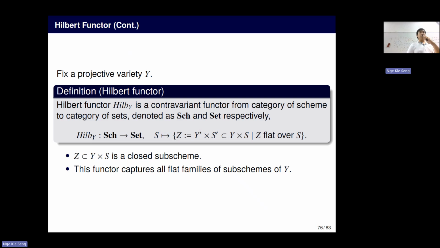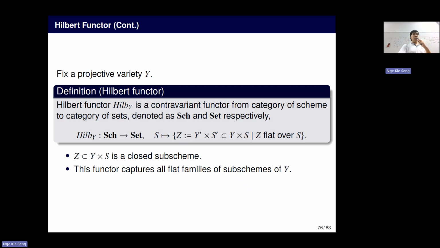Then we come to the definition of the Hilbert functor. The Hilbert functor maps from the category of schemes to the category of sets. If you give me a scheme S, we give you the set of all Z flat over S. But this set lives in the product Y cross S. In the further discussion, we don't view this as the cross product. You can think of it as a map from Y to S. Then we can fix some point of S, and the set fixing the point S naught is a fiber over S naught.